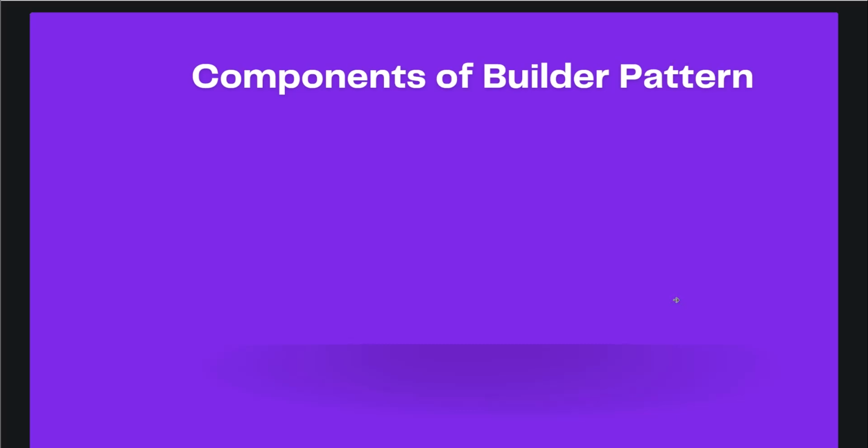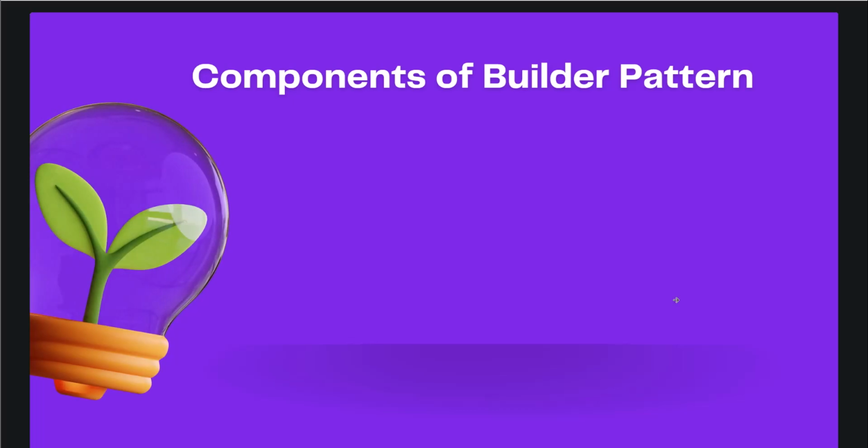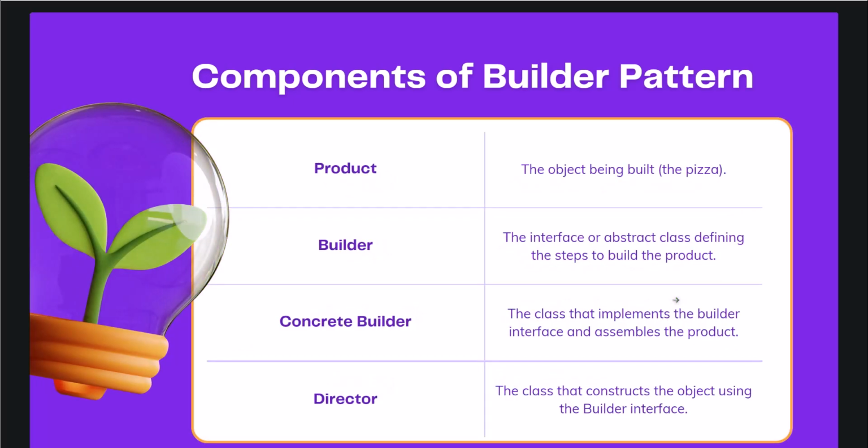Now, there are various components, building blocks of the builder pattern. Let's study them. There are 4 components. First is the product. Product means the actual object that we want to build. In our case, it is pizza. Pizza class, we want to create an object of pizza. That is the product for us.